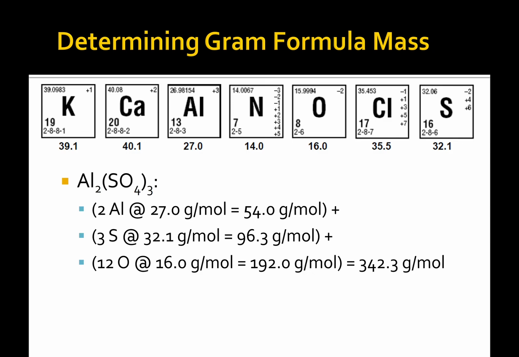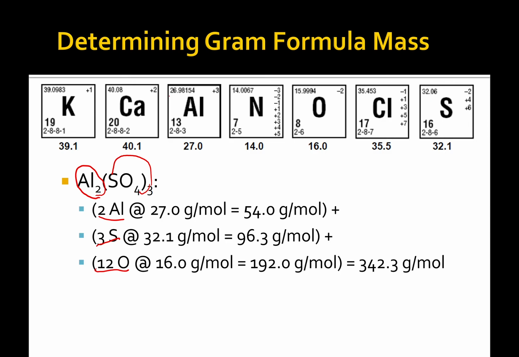Another example here, aluminum sulfate. Again, we're trying to figure out how many moles of ions that we have. We have a total of 2 aluminums here. The 3 is not getting distributed because it's not inside the parentheses. The 3 will get distributed to the S and to the 4 oxygens inside, so we get a total of 3 sulfurs and 12 oxygens.